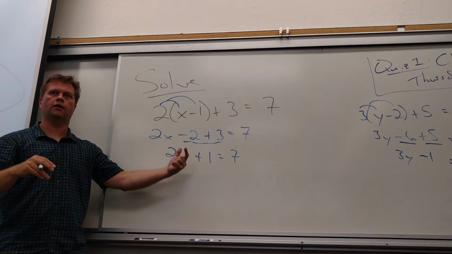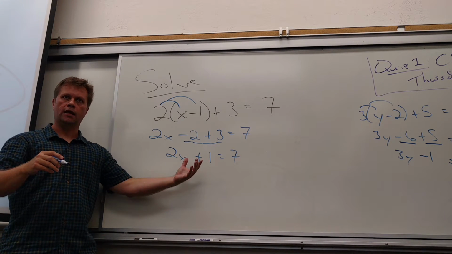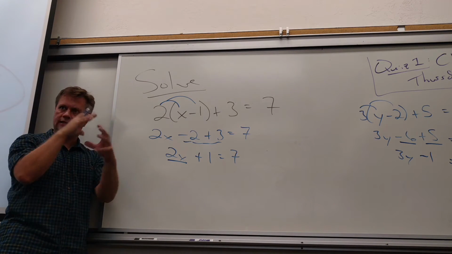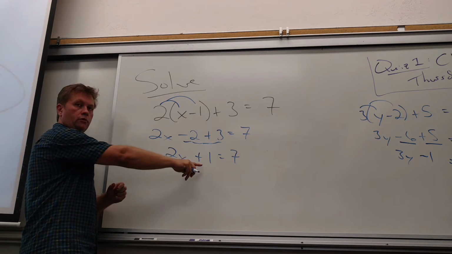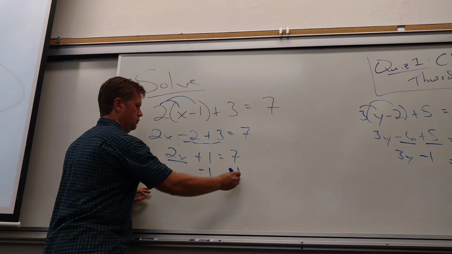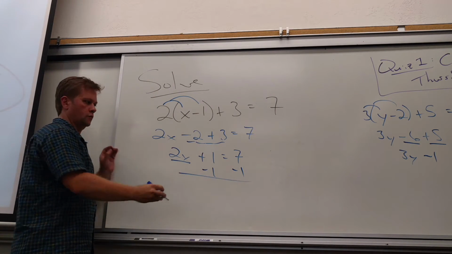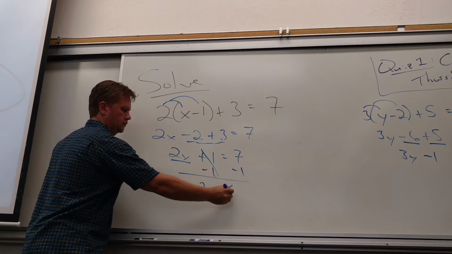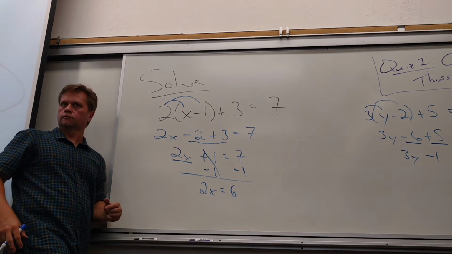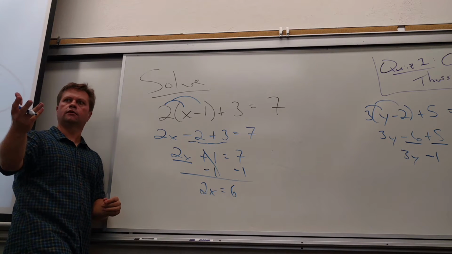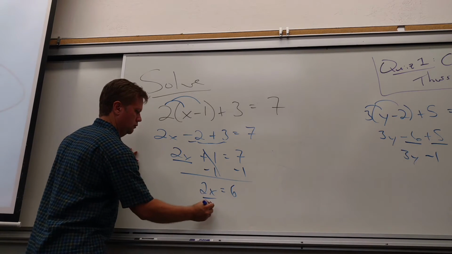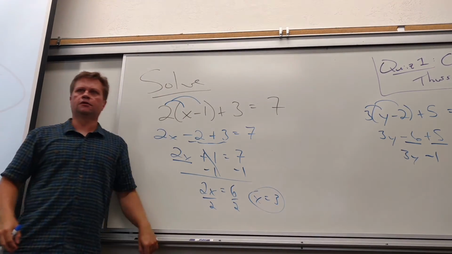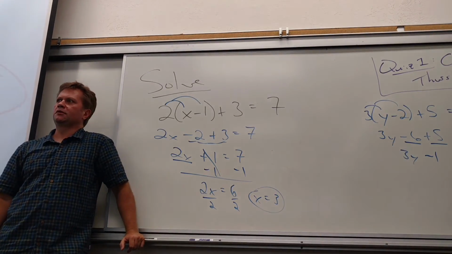Now I start to worry about what do I need to get rid of now? The 1. I like it. Because I want to get this thing by itself. That's where my x is. So what do I want to do to the 1? Subtract it. Subtract 1. So you get 2x equals 6. And then I can finally divide by 2. So x is 3. Woo! That was a trip.